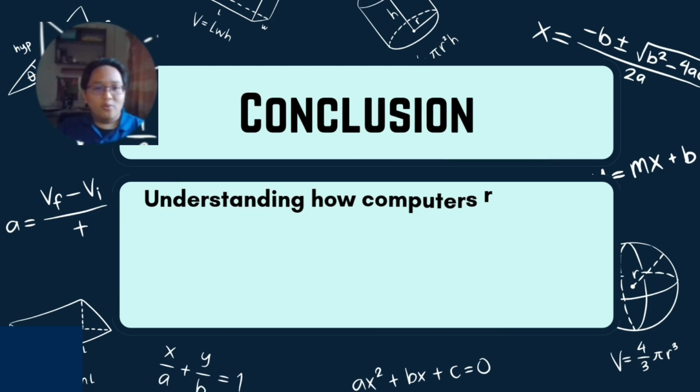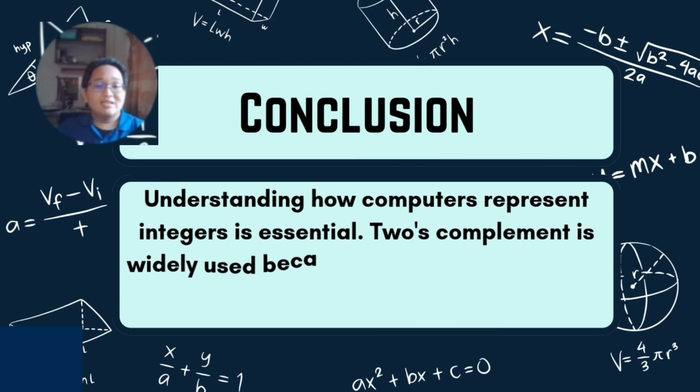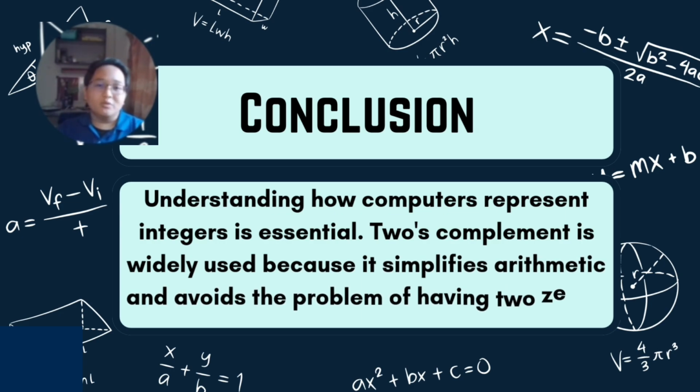So to conclude, understanding how computers represent integers is essential for us. Moreover, the second complement is widely used because it simplifies arithmetic and avoids the problem of having two zeros.